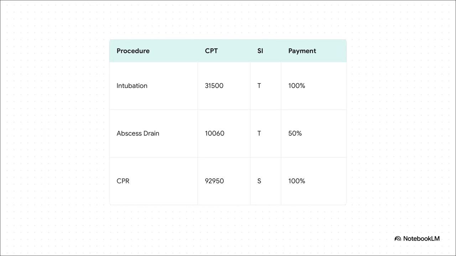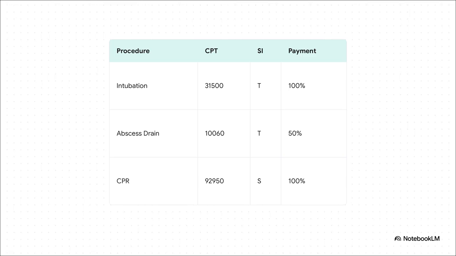Imagine a patient comes in, and they end up needing an emergency intubation, an abscess drainage, and CPR, all in one go. The intubation is code 31500, which has a T indicator. The abscess drainage, code 10060, also has a T indicator. But the CPR, code 92950, that one has an S indicator.